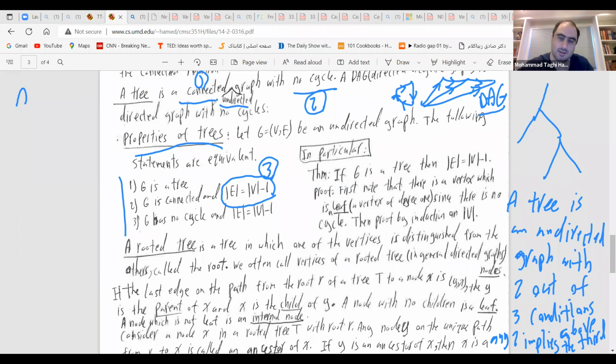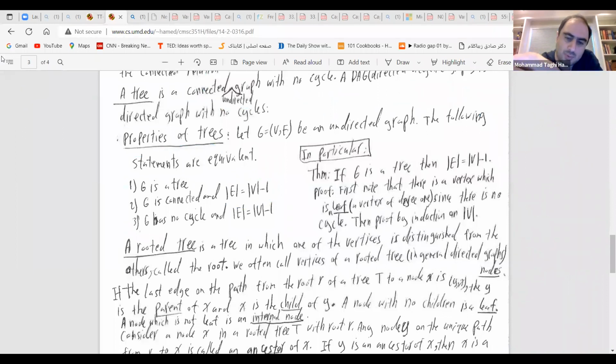So here we know that any 2 of them implies the third. If the graph is connected and has no cycle, then the number of edges should be the number of vertices minus 1. Or if the graph is connected and the number of edges is equal to V minus 1, then it should have no cycle. Or if it has no cycle and the number of edges E is equal to the number of vertices minus 1, then the graph is connected. That's the interesting thing about trees. And let me prove some of them. It is a good exercise for you to prove all of them.